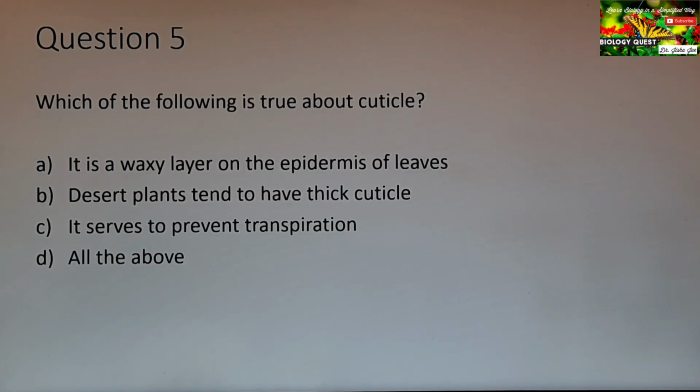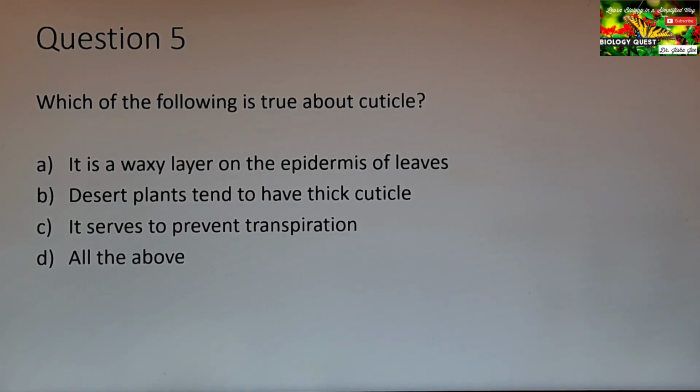Question 5. Which of the following is true about cuticle? What is cuticle? Cuticle is a waxy coating on the surface of the epidermis. Okay, let us have a look at the options. It is a waxy layer on the epidermis of leaves. Okay, that is true. Desert plants tend to have thick cuticle. That is also true. That is an adaptation made by desert plants to reduce the rate of transpiration. Now, it serves to prevent transpiration. Yes, thick cuticle in desert plants serves to prevent transpiration.